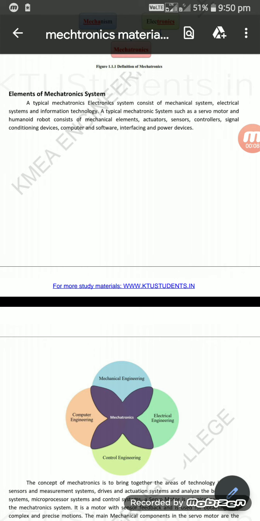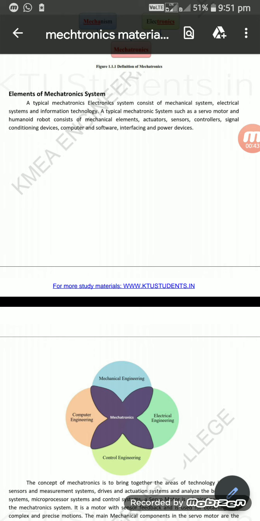Elements of mechatronic systems. A typical mechatronic system consists of mechanical systems, electrical systems and information technologies. These information technologies depend upon input and output devices. A typical mechatronic system, such as servo motors and a humanoid robot, consists of mechanical elements, that means servo motors.